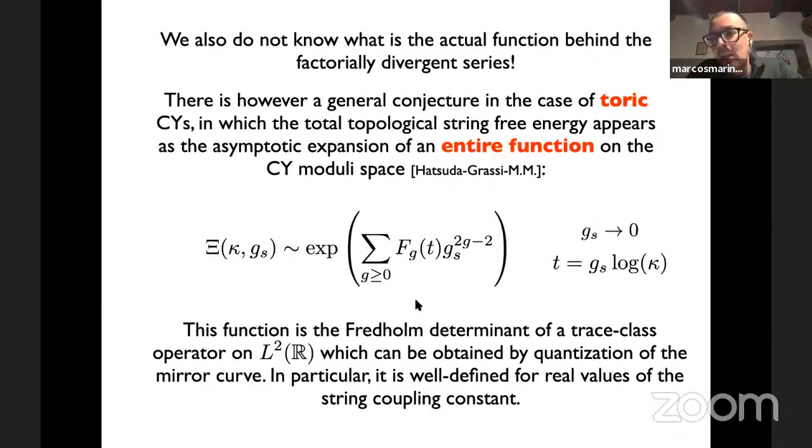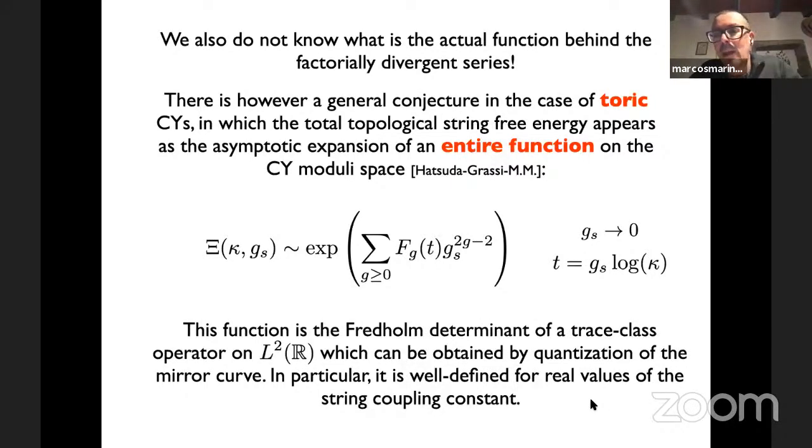So, I'm probably sketching too many things here, and I'm not giving you a deep explanation of all of them. But I think the take-home message is that behind these very complicated functions that appear in topological string theory, there is really an entire function on moduli space, and this entire function has a completely different meaning. In this case, it is really related to the spectral theory of some non-trivial operator in L2(R) anyway. So this is not so complicated.